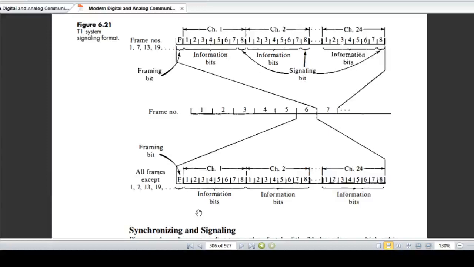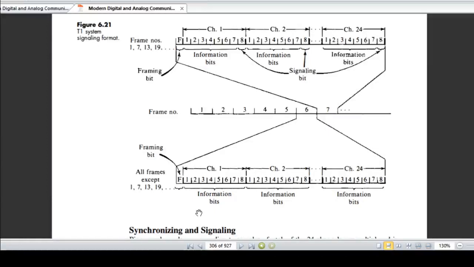So fixed bits are transmitted so that there will be synchronization at the receiver, and the bits are 1101 1100 1000. So these 12 bits are transmitted after every 12 frames.